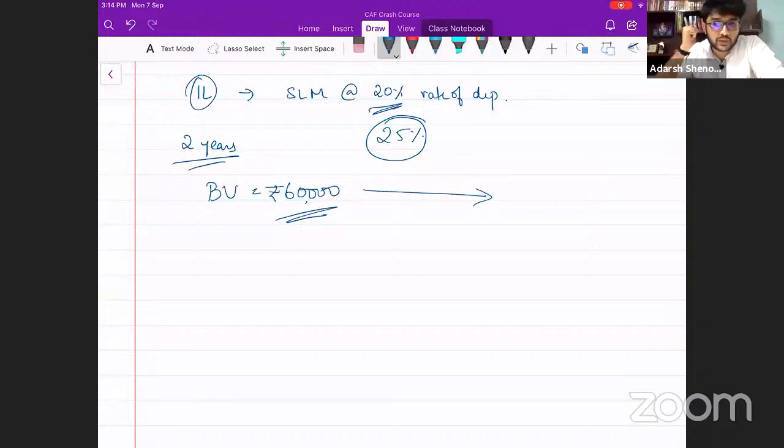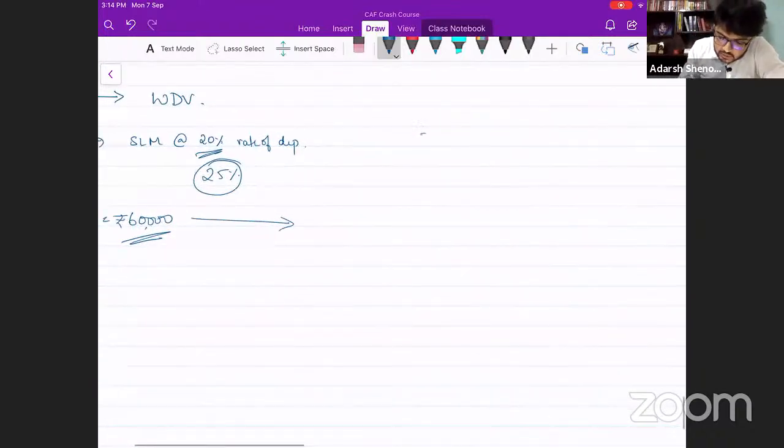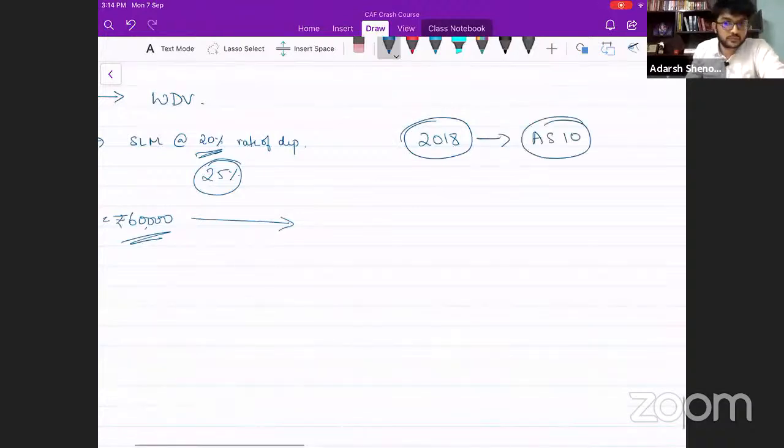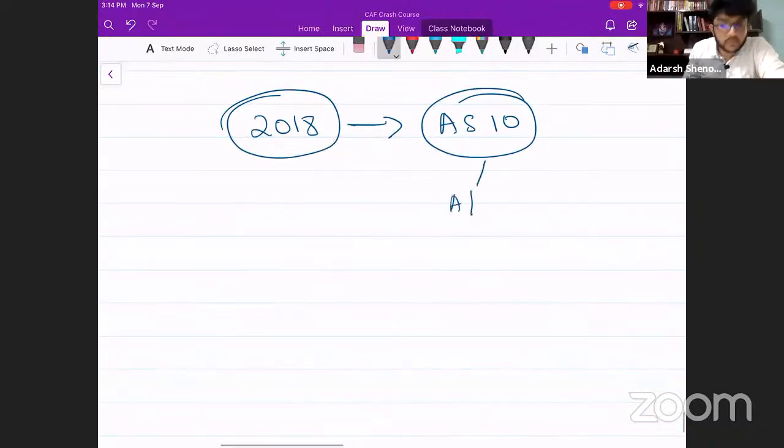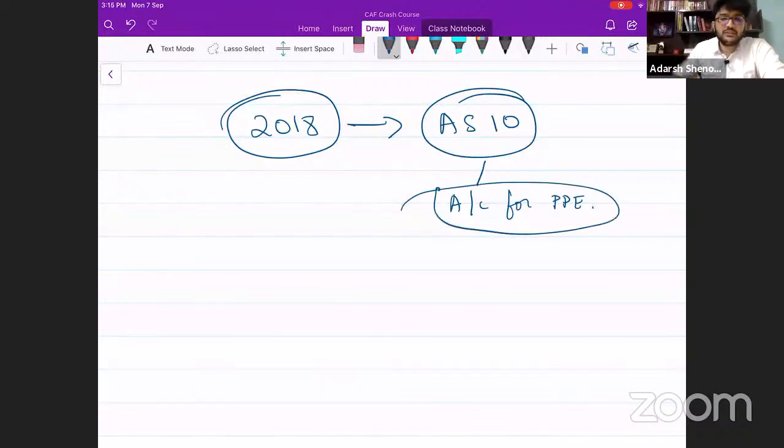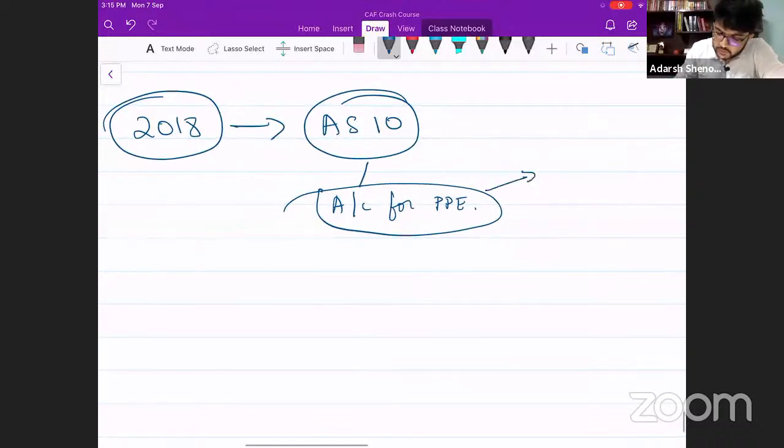What do you mean by retrospective? From the beginning, you change it. But in 2018, there was an amendment in Accounting Standard 10. This is accounting for PPE. AS 6 was removed and accounting for PPE was introduced. This accounting for PPE is adopted from IFRS. This is from global standards itself.